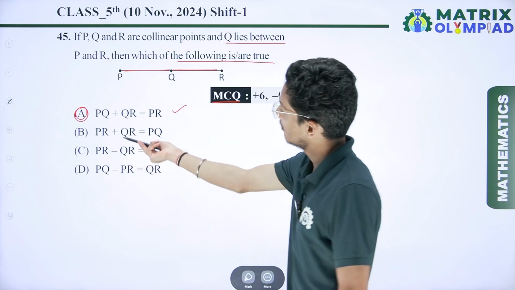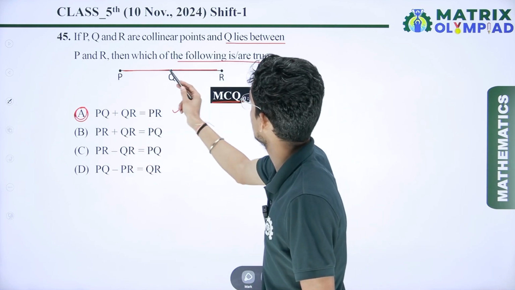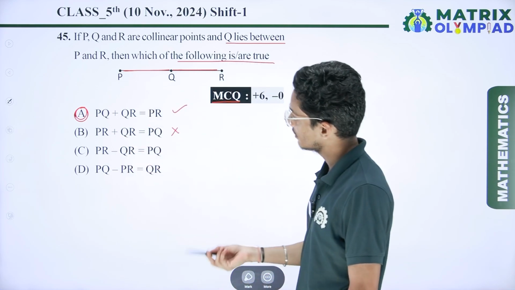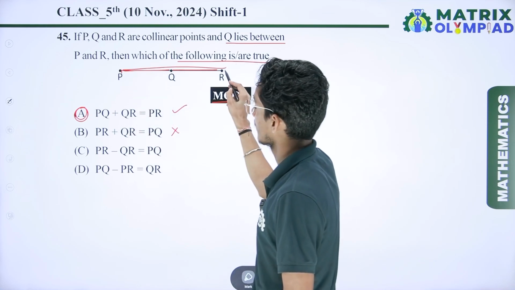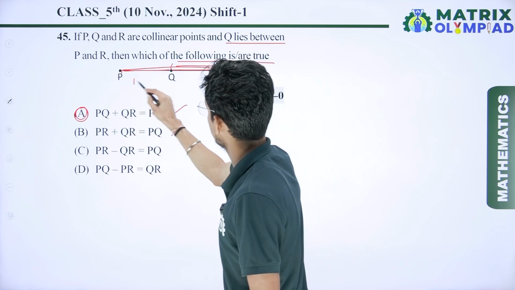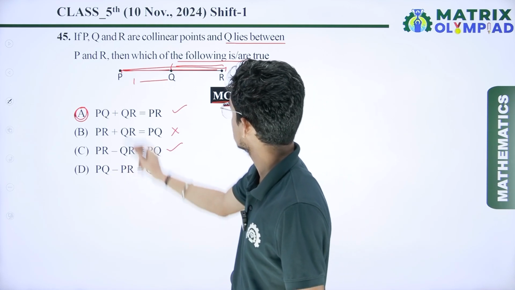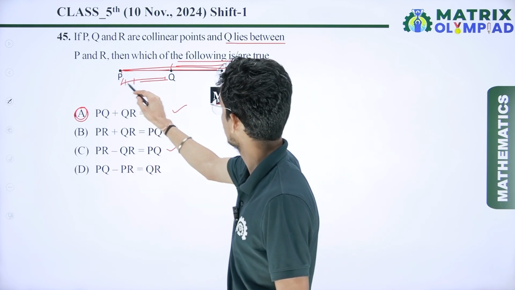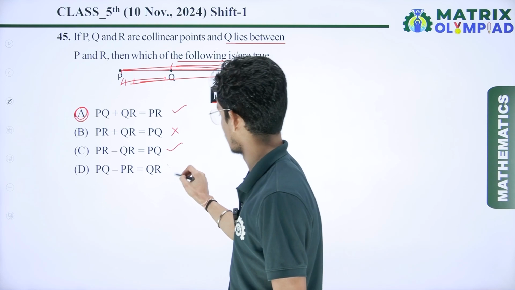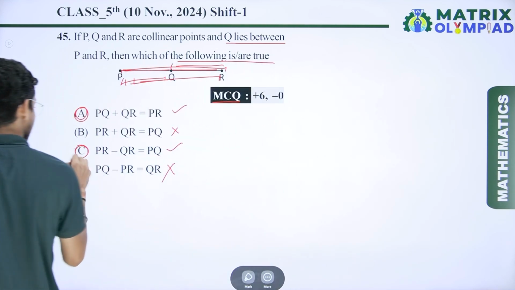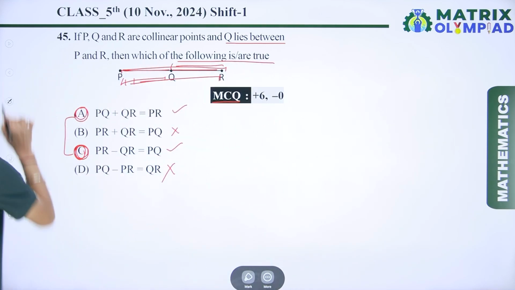If I talk about B, PR plus QR, no, this one is not possible. If I talk about the third one, PR minus QR, the remaining length, that is PQ. Yes, this one is also true. If I talk about the fourth one, PQ minus PR, no, this one is not possible. So here I can say option number A and C both are the correct answer.